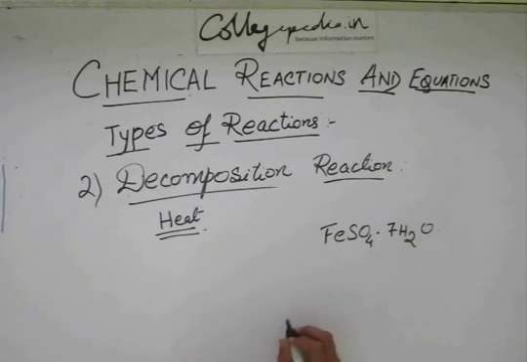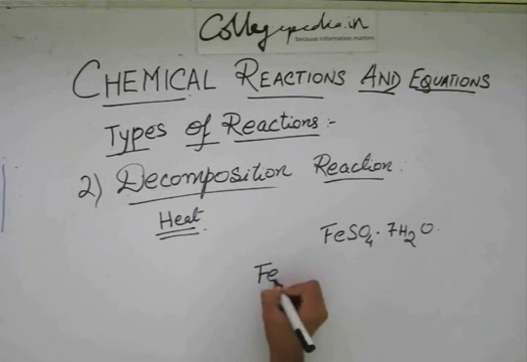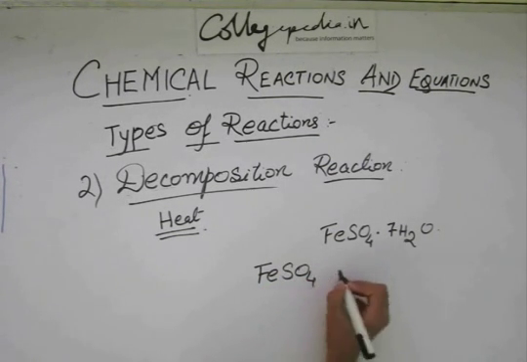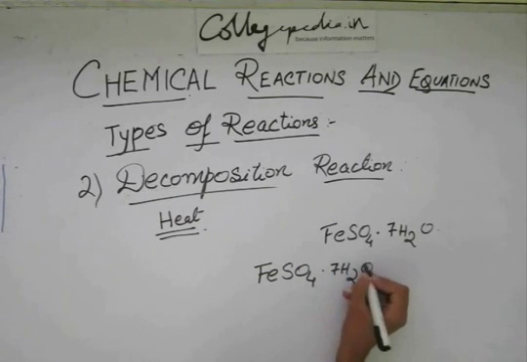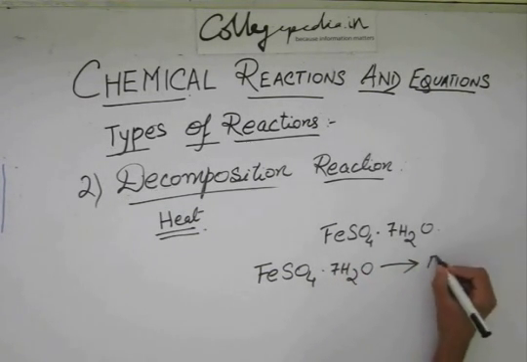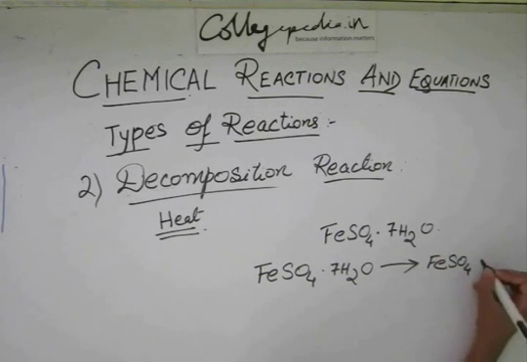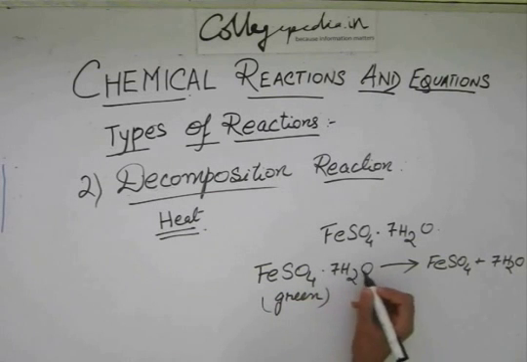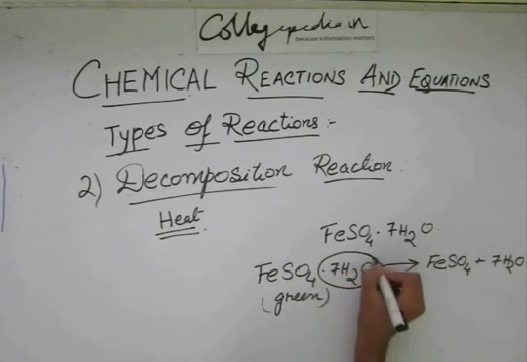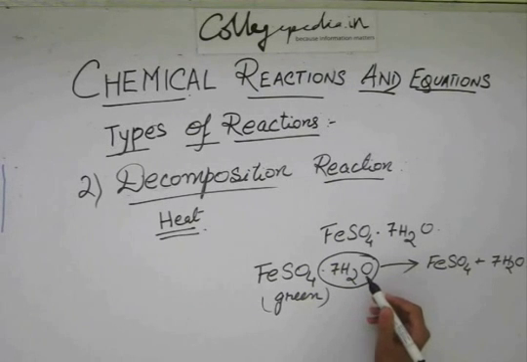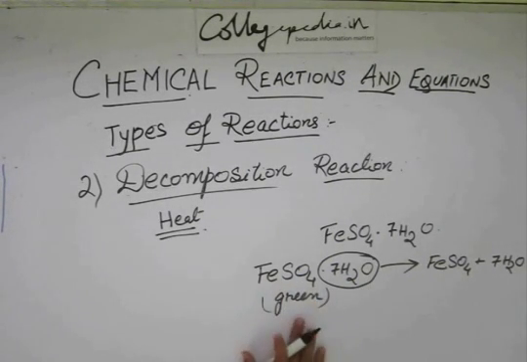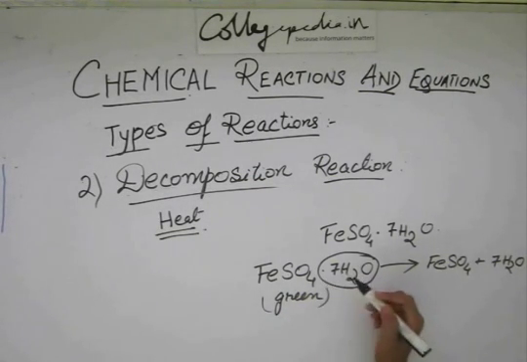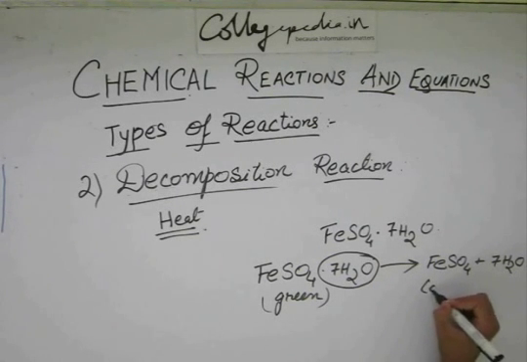Okay, so what actually happens is that it's a two-step reaction. First, ferrous sulfate dot 7H2O breaks into FeSO4 plus 7H2O. That means this green color is nothing but it's imparted by this 7H2O only. I mean, without 7H2O, this ferrous sulfate would not be green. So this green color in ferrous sulfate will change to colorless.